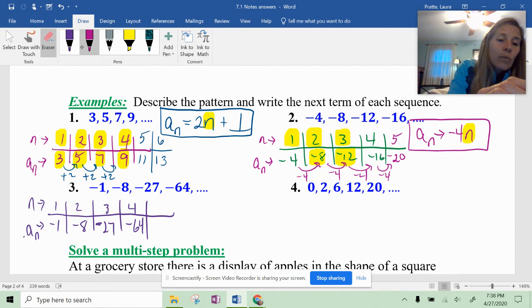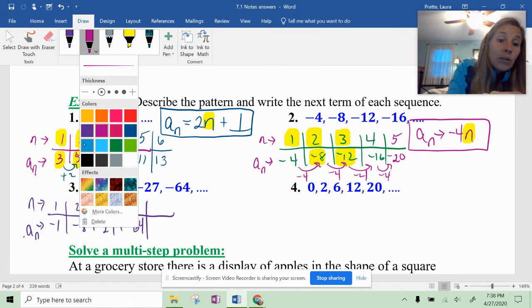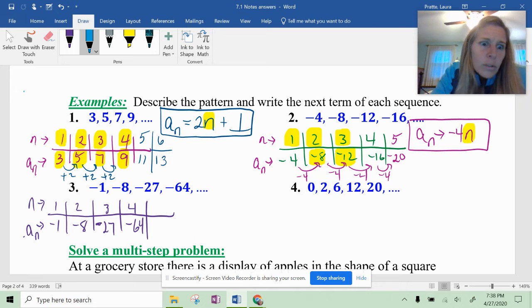So now we have to say, okay, what kind of pattern is going on here? We know it's not adding or subtracting something over and over again, but maybe it's some kind of a multiple or something like that. So I could multiply my negative 1 by 8. But then if I do 8 times 8, I'm not going to get 27. So that's not too helpful.